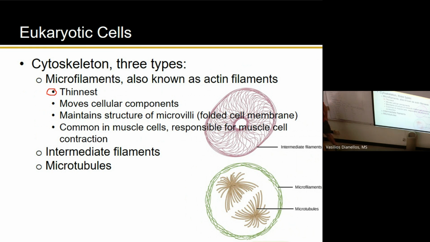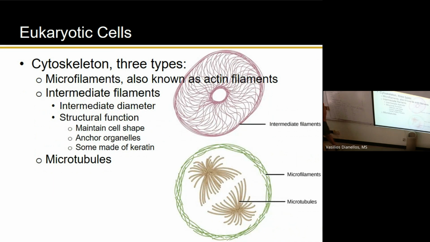All right, the next one is, or are, intermediate filaments. These are intermediate diameter. So again, they're not the smallest like the one we just talked about. They're not the largest. These are the middle. Hence the name intermediate filaments. They have a structural function that helps maintain the shape of the cell. It helps anchor organelles, and some of them are made up of a protein called keratin. Again, none of that stuff would be helpful for us. So if anything, just know it's the intermediate.